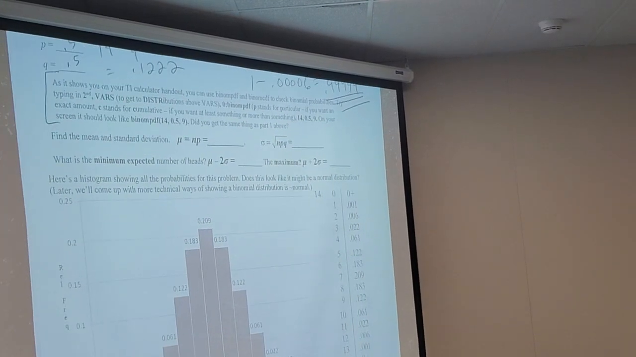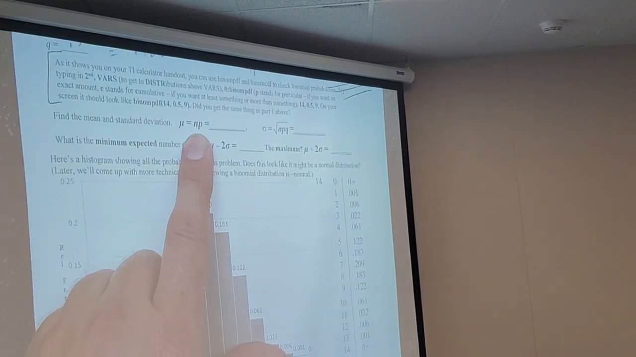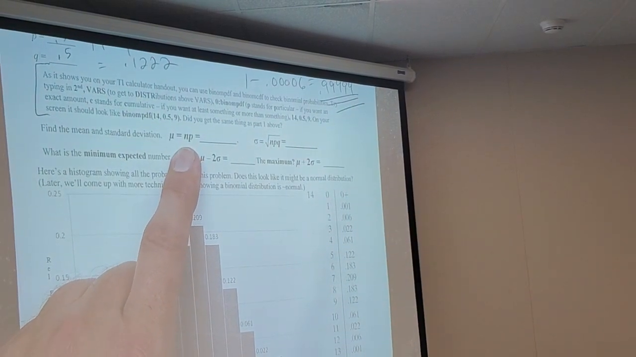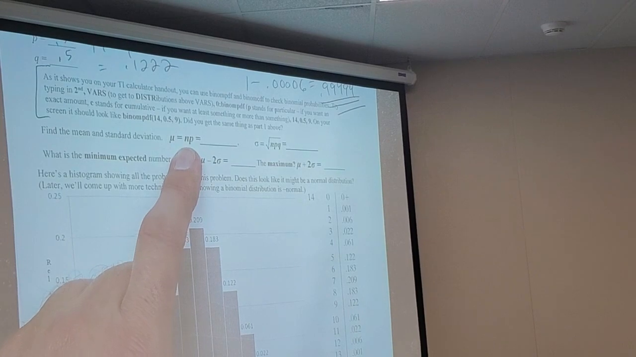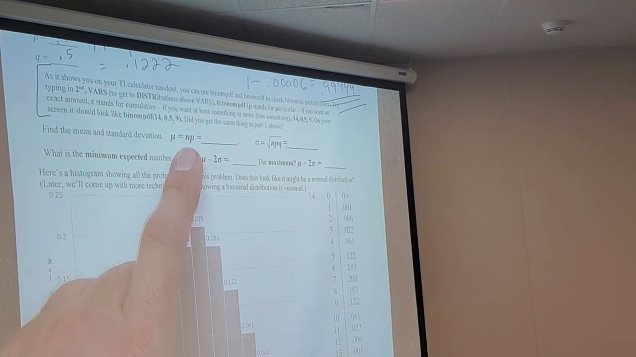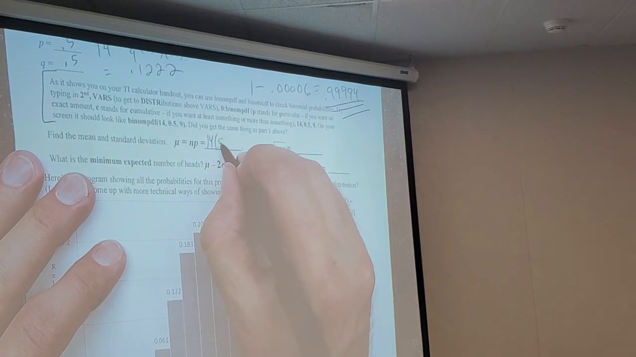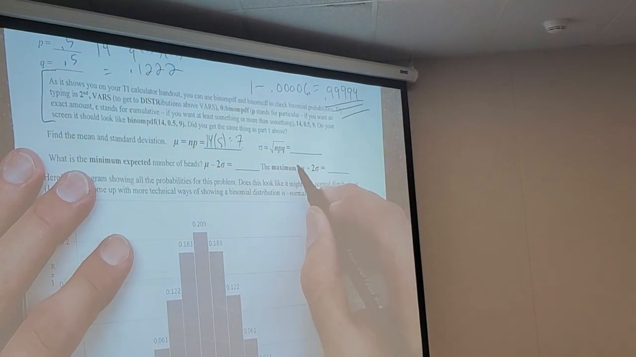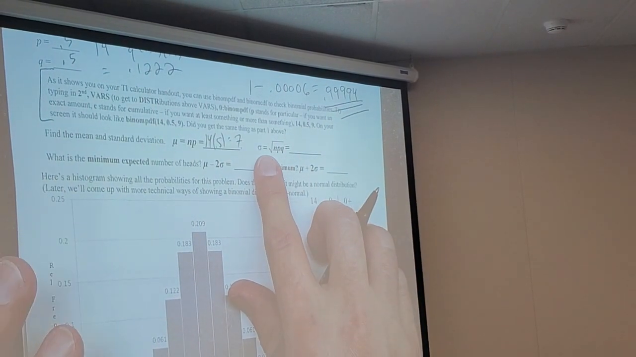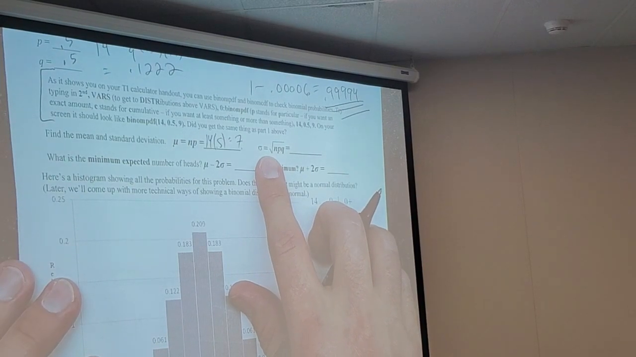Okay. So this one we should know without even doing a formula. If I flip a coin 14 times, how many heads do I expect? 7. So if I do the formula, 14 times 0.5, you get 7, of course. Take a minute, figure out what the standard deviation is.